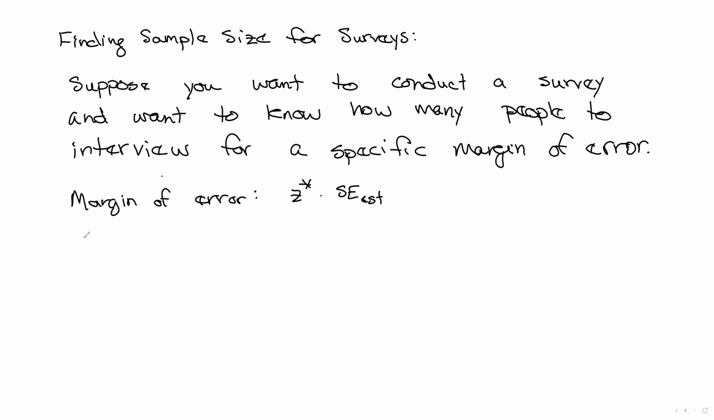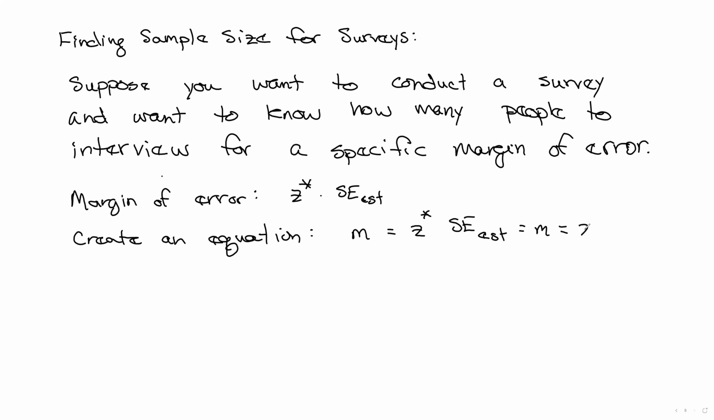All right, and so we're starting from there. What you can do is if you want a specific margin of error, you can create an equation. We can take the specific margin of error that we want and set it equal to Z star times the standard error estimate. And once you have an equation, you can solve it for various things. If you expand this, M equals Z star times the square root of p hat times 1 minus p hat over n. Actually, let me go ahead and do this.